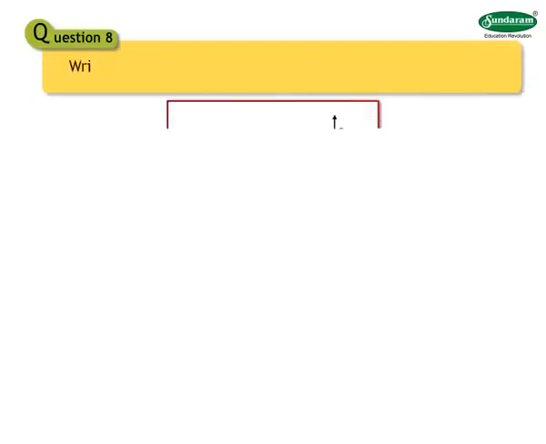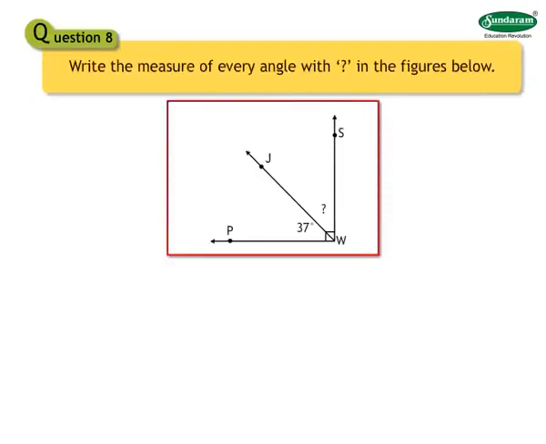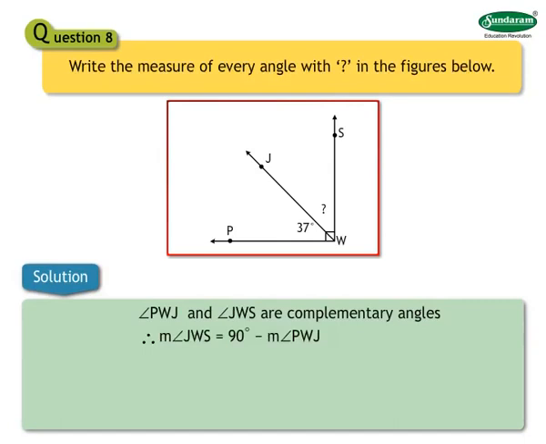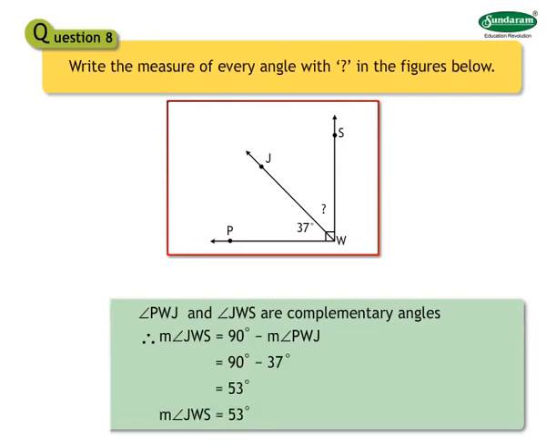Question 8. Write the measure of every angle with question mark in the figures below. Solution. Look at the figure. Angle PWJ and angle JWS are complementary angles. Therefore, measure of angle JWS is equal to 90 minus measure of angle PWJ, which is equal to 90 minus 37, which is equal to 53 degrees. Thus, measure of angle JWS is equal to 53 degrees.